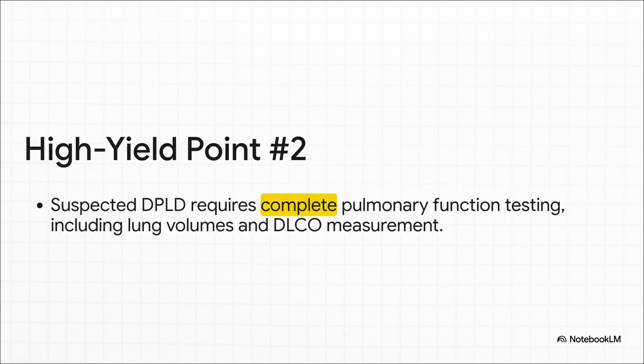Number 2, don't just order basic spirometry. You need the whole story. That means getting lung volumes, which will usually show you that restrictive pattern, and the DLCO, the diffusion capacity. That DLCO is almost always going to be low because the scarring is messing with gas exchange.